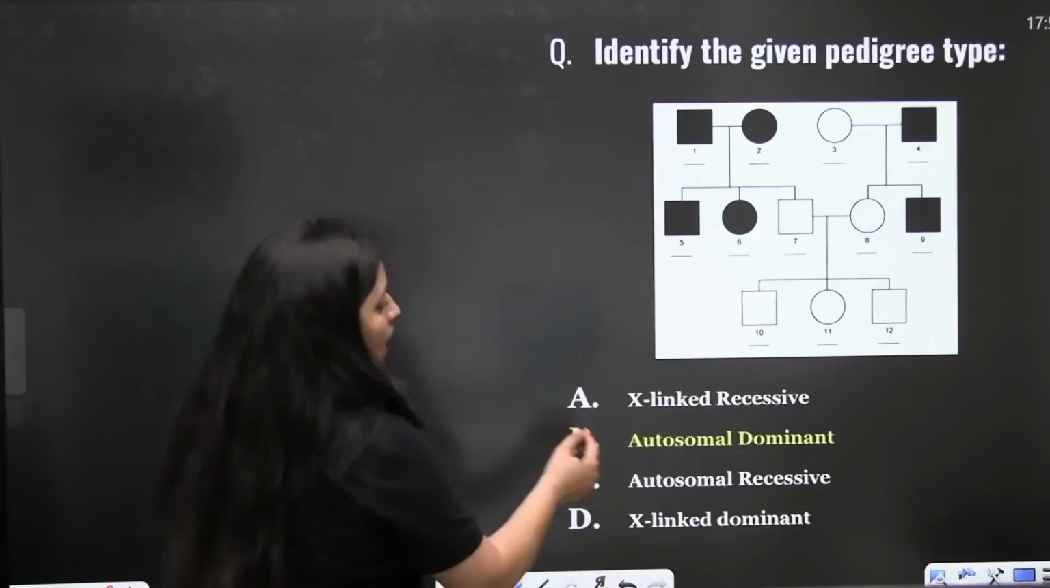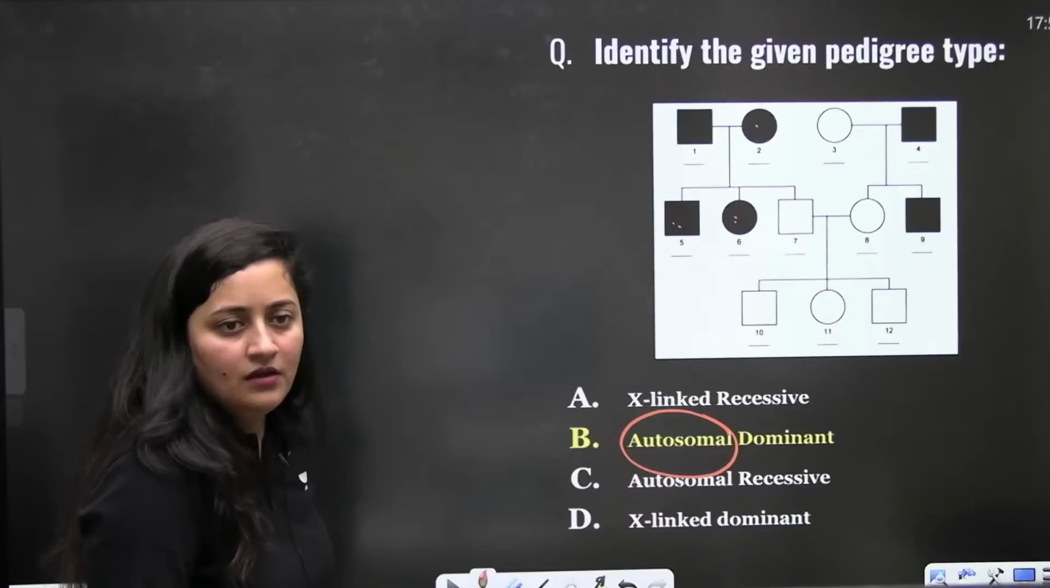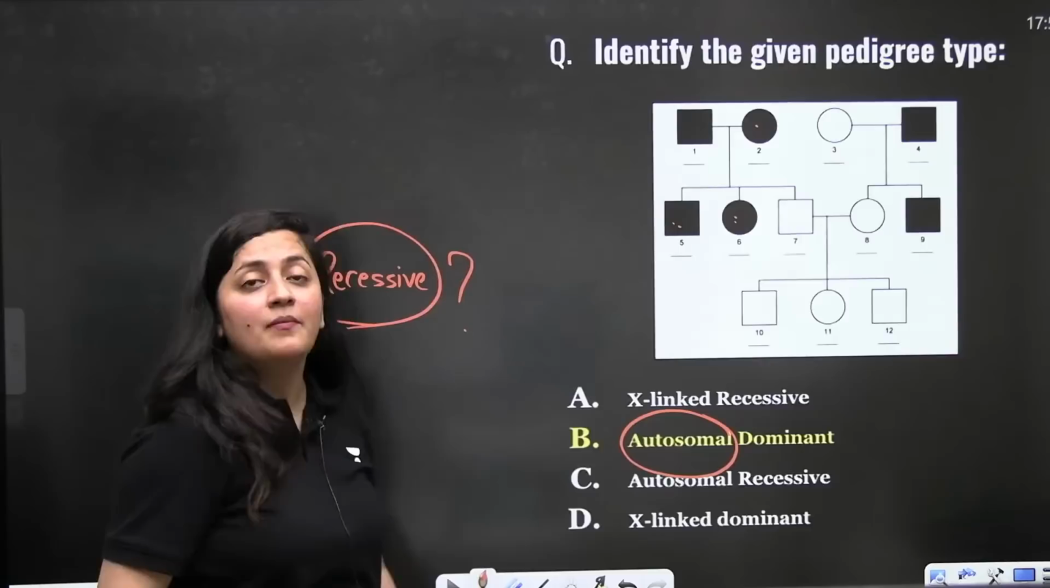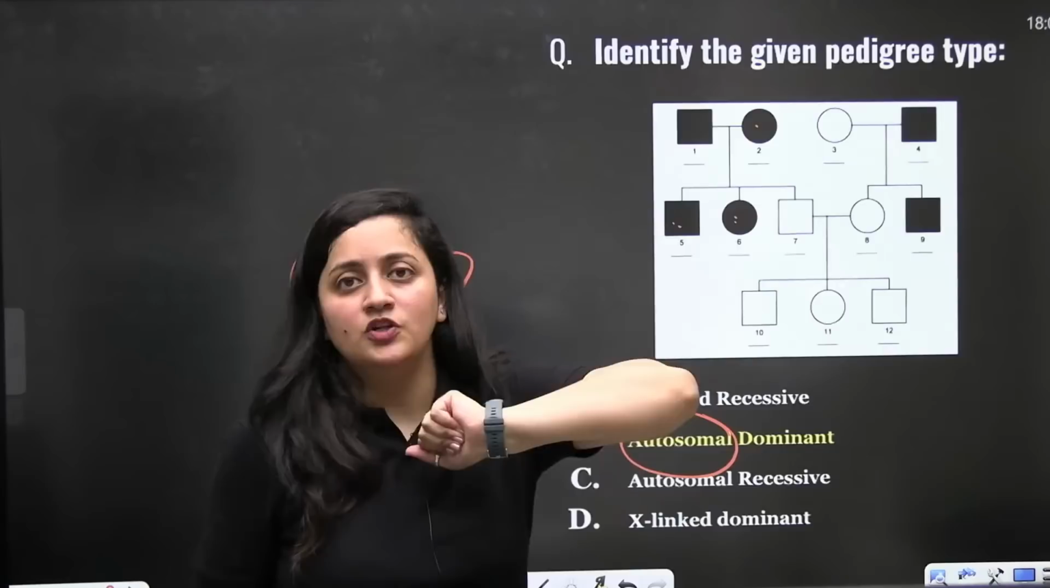And how can you say that it is autosomal dominant? Because male and female are equally likely to be affected, and you can see this in the pedigree chart. Why are the majority of people saying recessive? In the recessive, always remember, generation will be skipped. Unaffected parents will have affected children. Affected parents will have normal children, but when it is the dominant trait, generation will never be skipped.